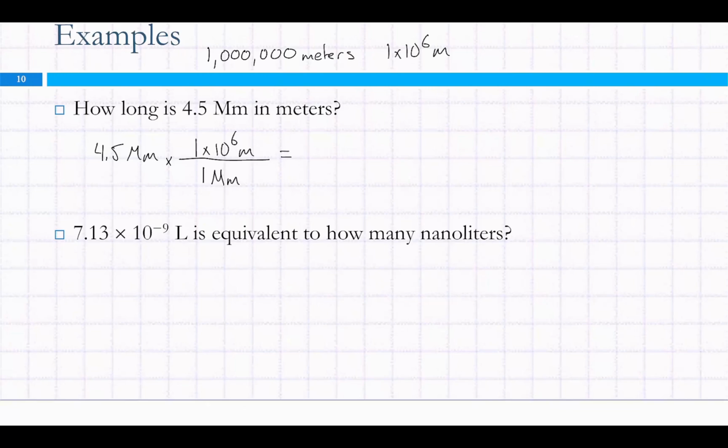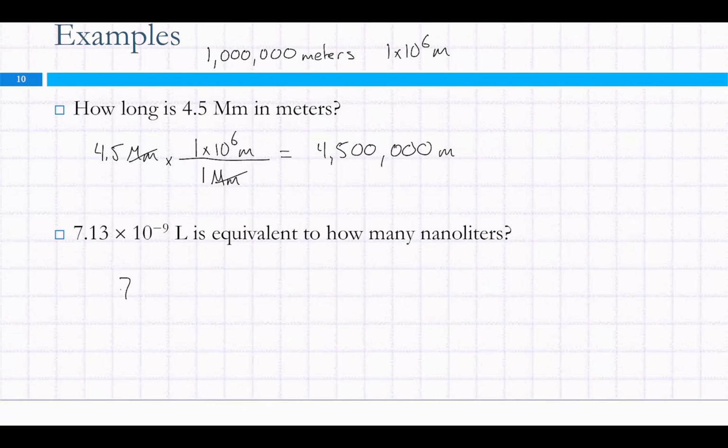Okay, so if I do this math, these cancel out, and it's going to give me basically what I wrote on the other slide: 4.5 megameters. So we can cancel out units. And then we can do this the other way.